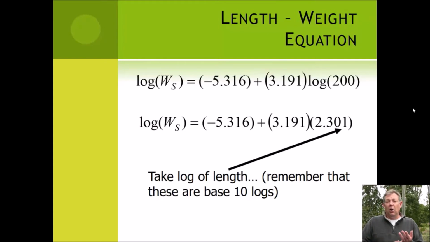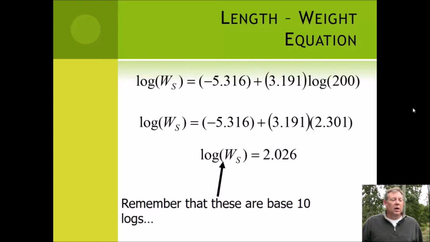I first take the base 10 log of the standard length, excuse me, the base 10 log of the fish's length, and then when I plug that in, I end up seeing that the log of the standard weight is equal to 2.026 in this example. And so I need to take the anti-log to actually get the value of the standard weight.